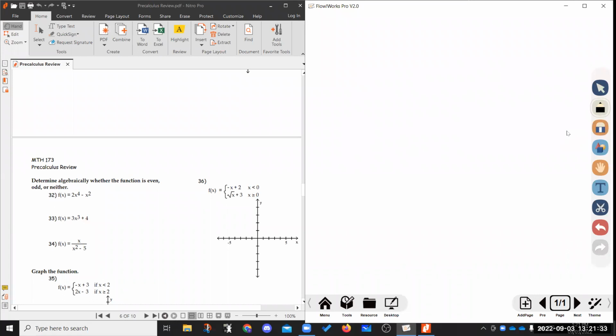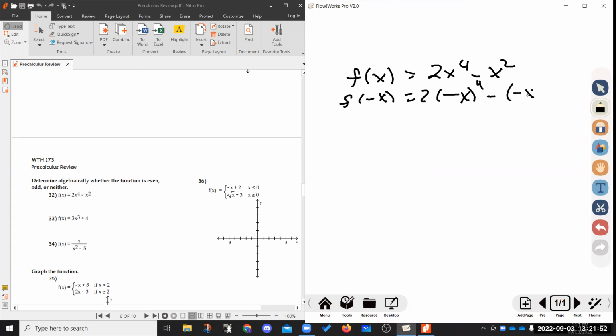Now we're going to determine algebraically whether the function is even, odd, or neither. And we said that we were going to use f of negative x to do that, when we talked about f of negative x earlier. So 2x to the fourth minus x squared. F of negative x is going to be 2 times negative x raised to the fourth minus negative x raised to the second. An even number of negatives is going to come back to be positive, and an even number of negatives is going to come back to be positive. F of negative x is equal to my original f of x, so it's an even function.